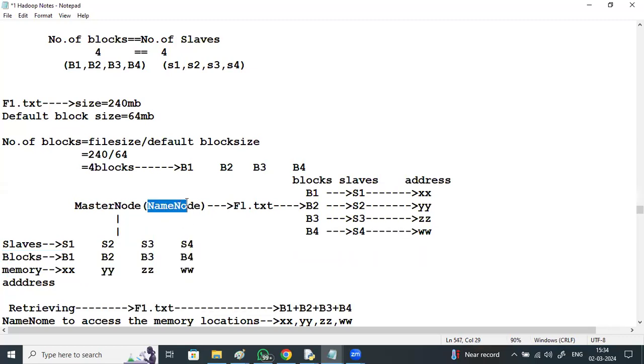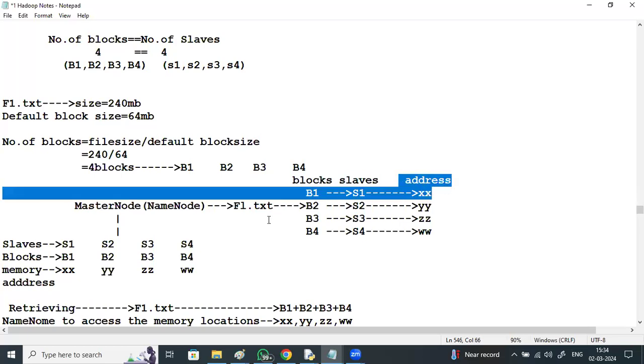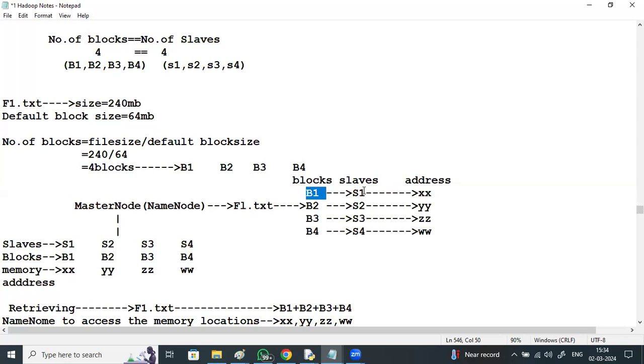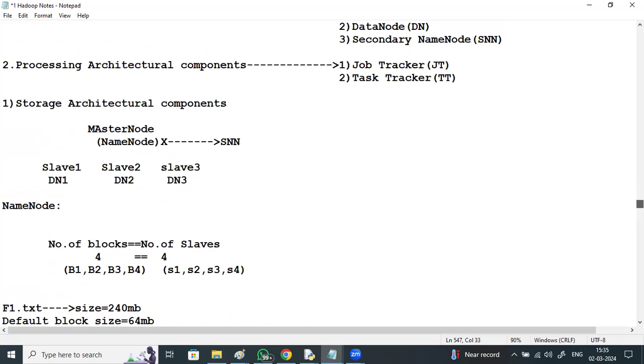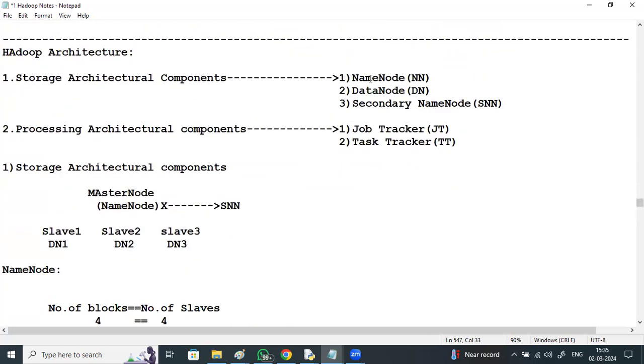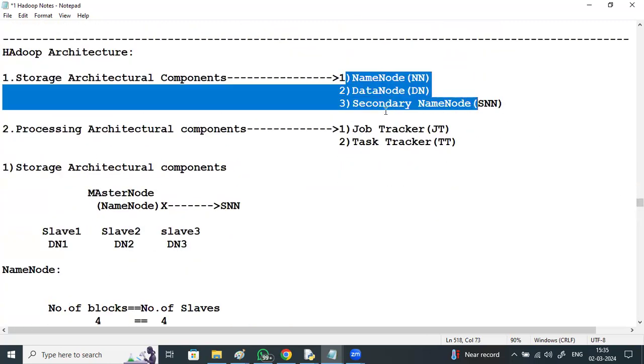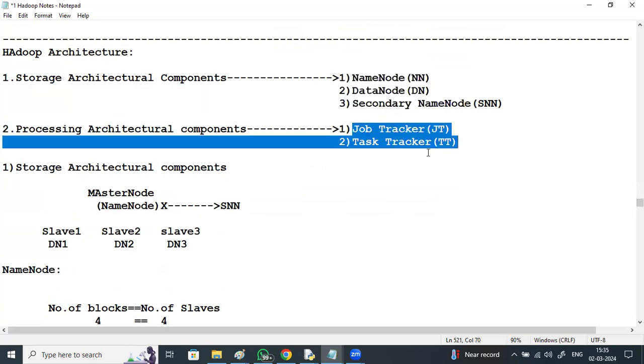But the name node should maintain which blocks are stored in which slaves and the memory addresses. Tomorrow, if you want to retrieve, you need to know the memory location addresses, the blocks, and the slaves information. Who maintains all this? The master node, that is the name node, maintains it. All these are system services: name node, data node, and secondary name node. Processing architecture like job tracker and task tracker are also system services.